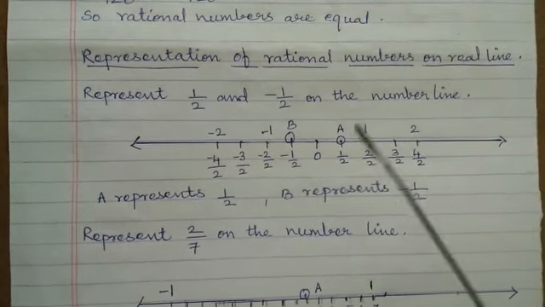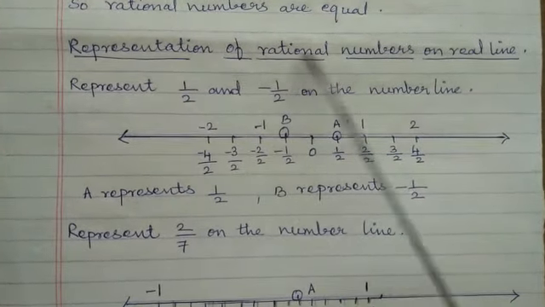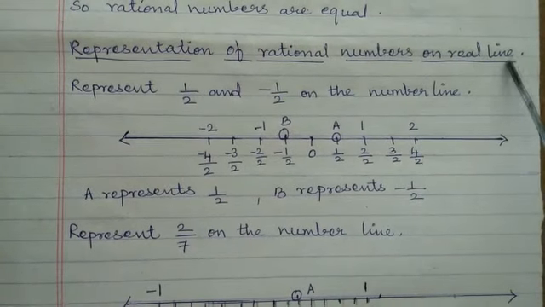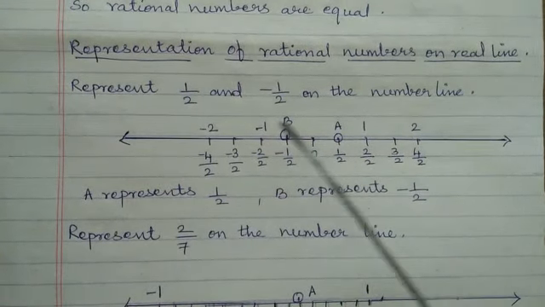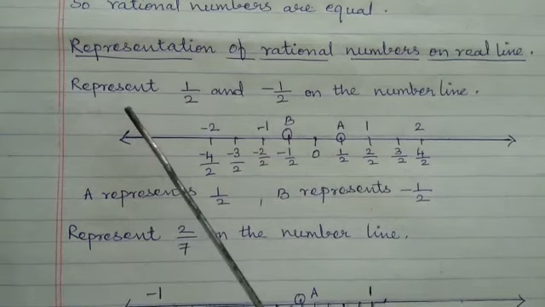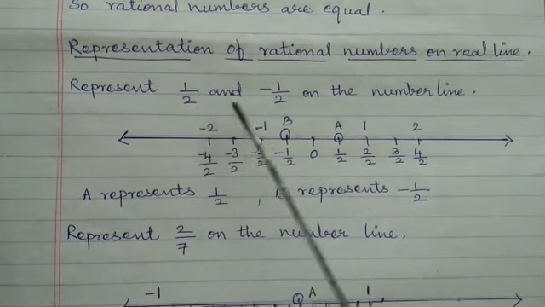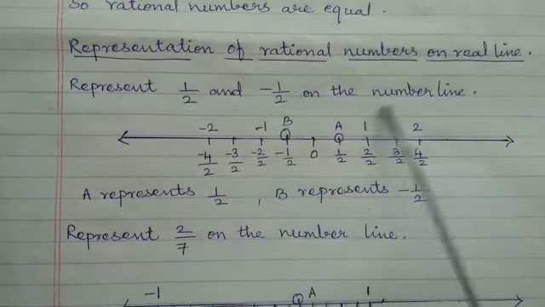Now we move on to the next topic, representation of rational numbers on the real line. How to represent? This is very, very important. Be attentive. Represent 1 by 2 and minus 1 by 2 on the number line.